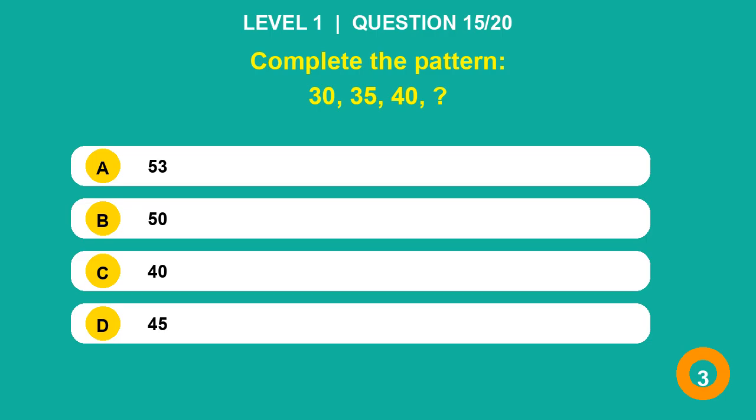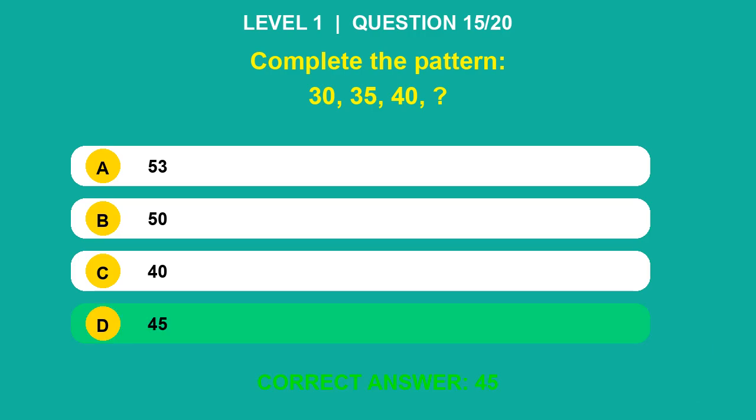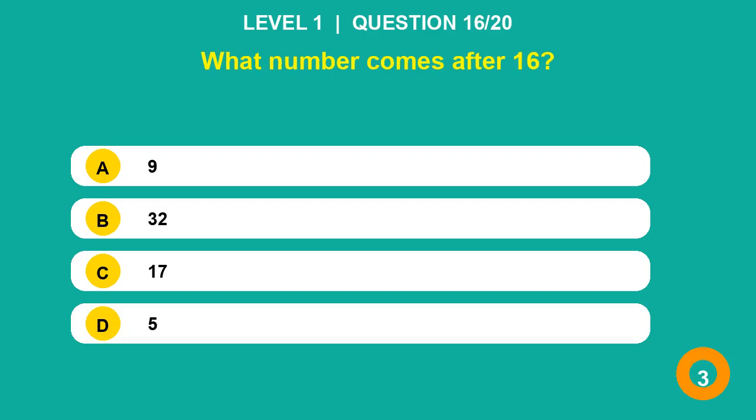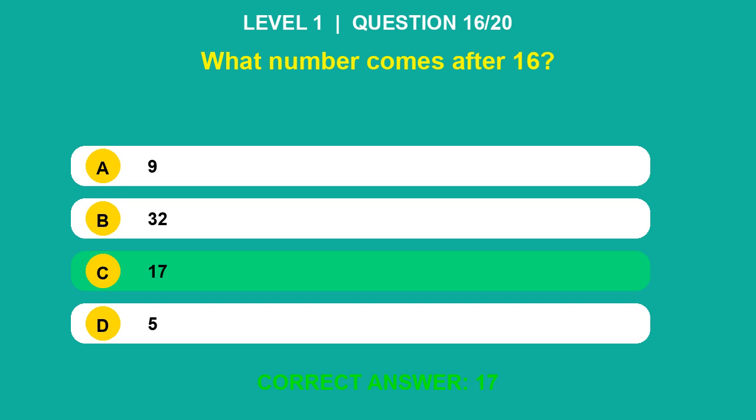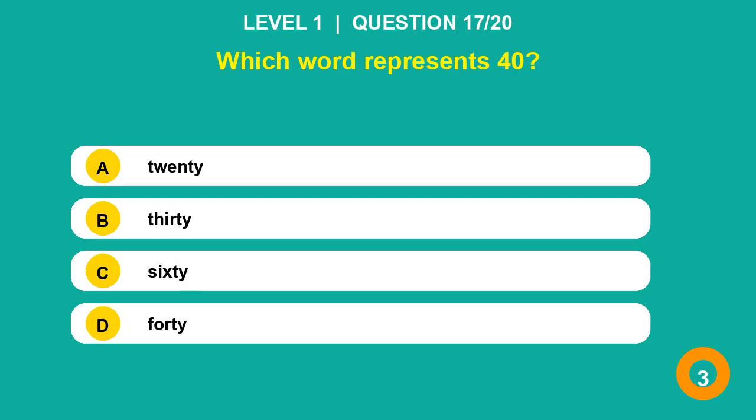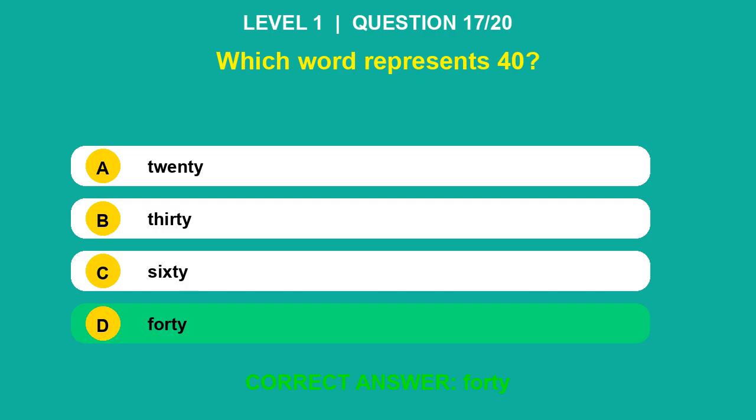Complete the pattern. 30, 35, 40? Answer is 45. What number comes after 16? Answer is 17. Which word represents 40? Answer is 40.